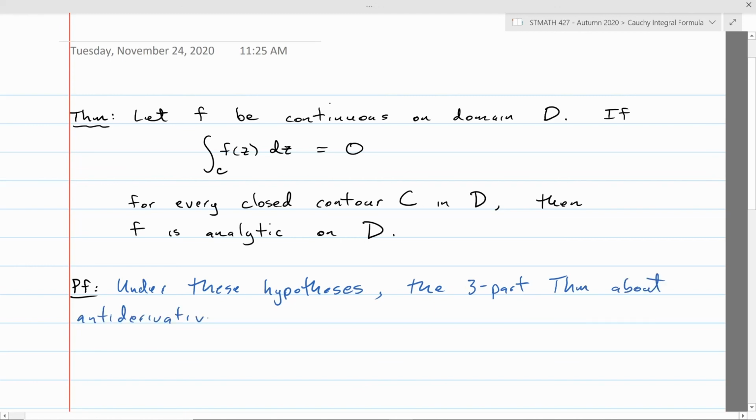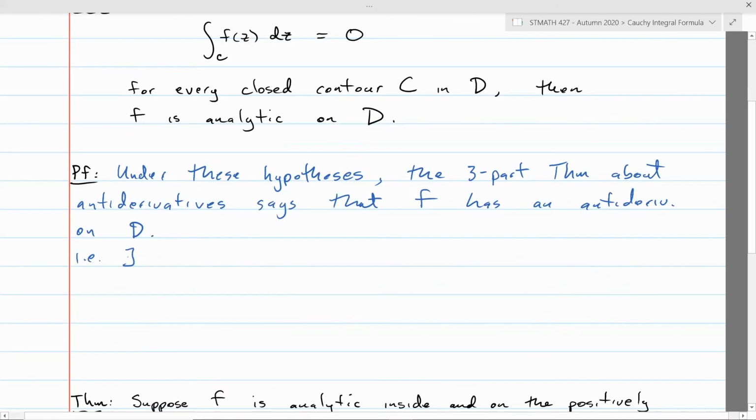And this was part C of that, the hypothesis that if f is continuous and all the integrals around closed curves are equal to 0, then that theorem said that this function must have an antiderivative on that domain. So i.e., there exists some function, big F, such that big F prime equals f on D. And because big F prime has a derivative everywhere on D, it's analytic.